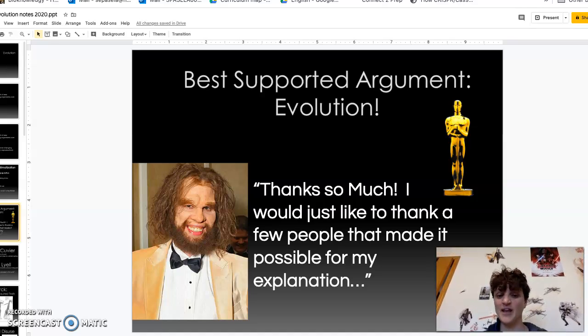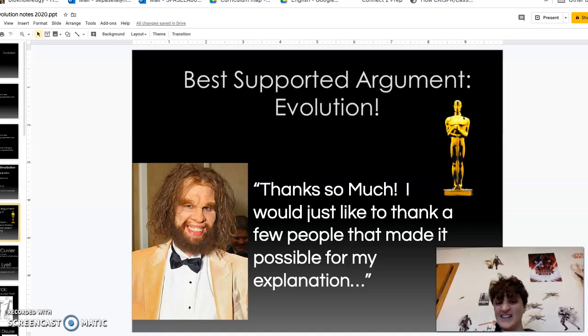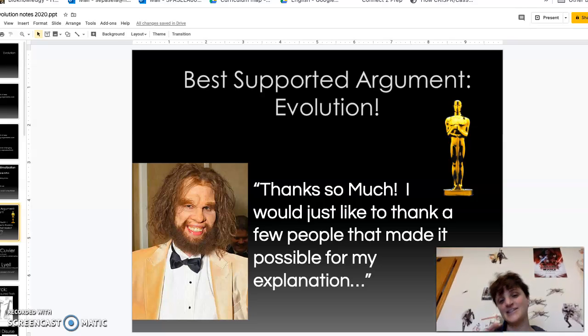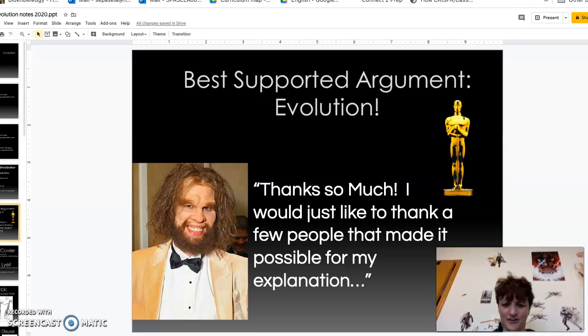Best supported argument ever to evolution, to all these changes. There were a lot of arguments around evolution within the last 100 years. As a science teacher, I could get in trouble for teaching evolution. I could also get in trouble for not teaching evolution. At different points in our history, there's a ton of arguments around evolution. We might do a little bit of research on the history of evolution and how it's evolved.